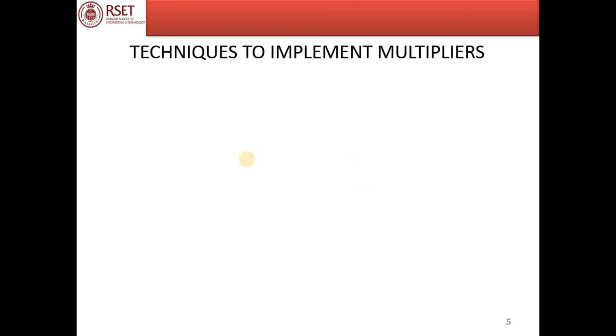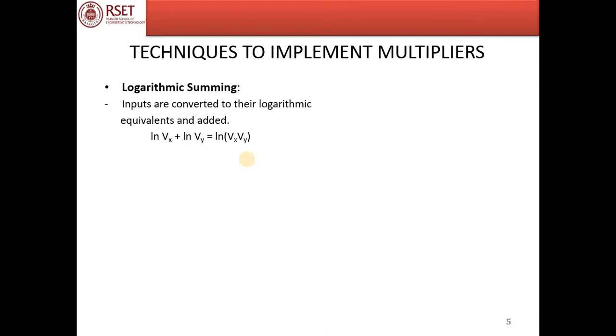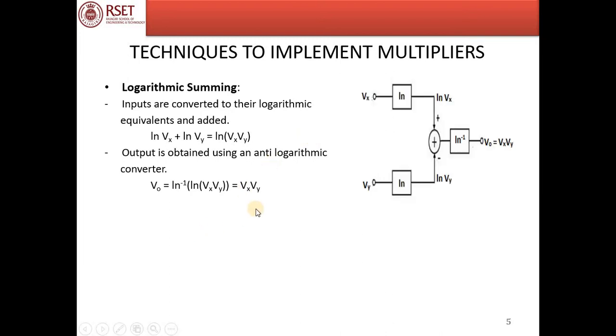Now let us see what are the different ways of implementing a multiplier. First one is logarithmic summing. In this, we take logarithm of both the inputs and add them and take the anti-logarithm of that to obtain the product. So the inputs are converted to their logarithmic equivalents and added. When we add logarithm of Vx plus logarithm of Vy, we will be getting logarithm of Vx into Vy. So when we take anti-logarithm of this, we get the product Vx into Vy.